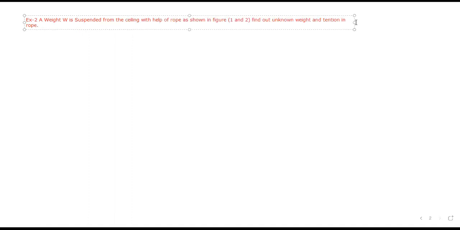Now I will discuss figure 1 with all of you. Figure number 2 you try more. Okay. Find out the unknown weight and tension in the rope. Okay, this is your data. Let me discuss both the examples one by one.